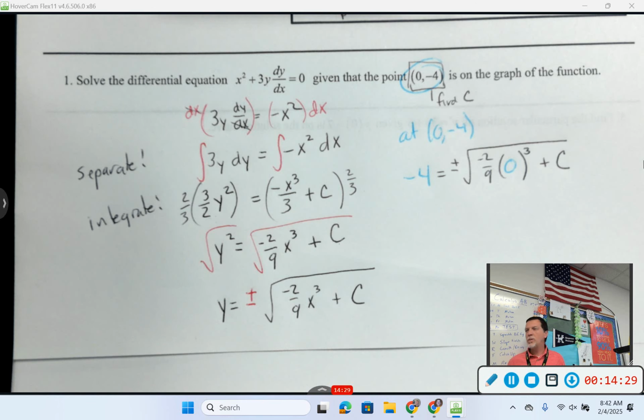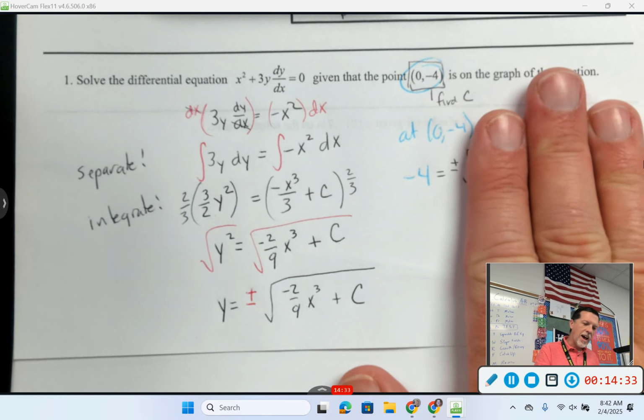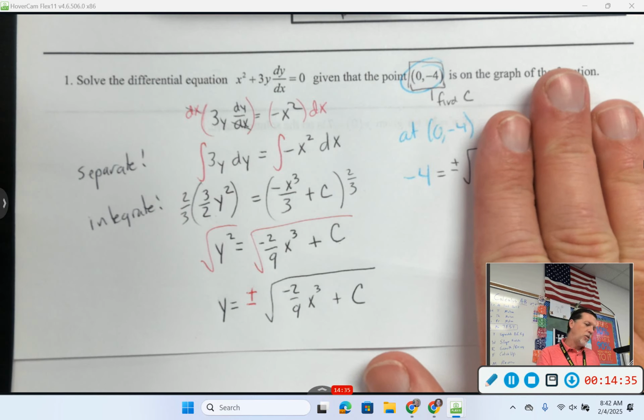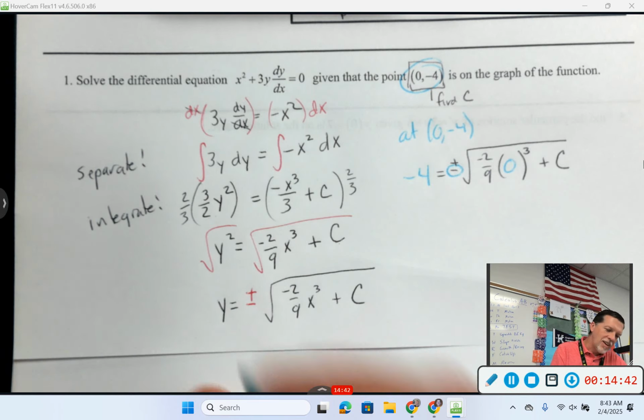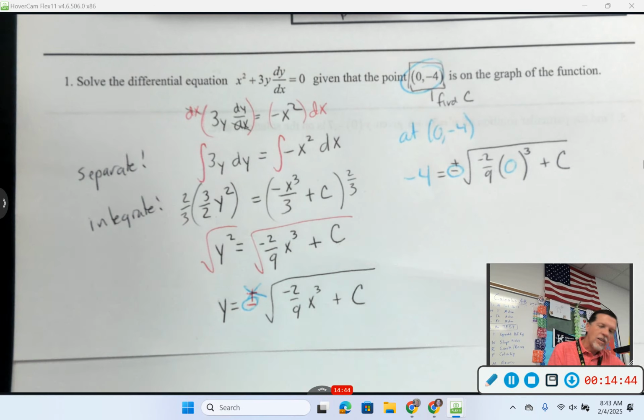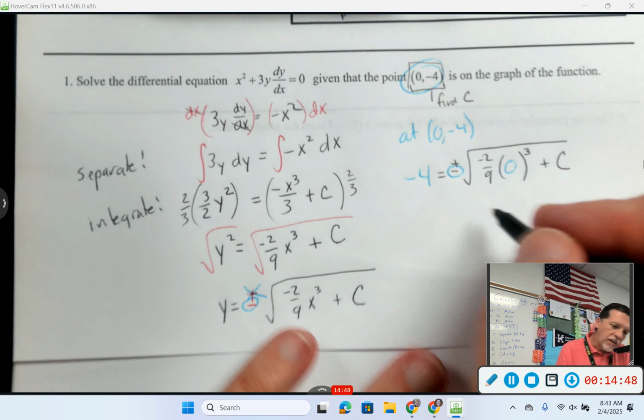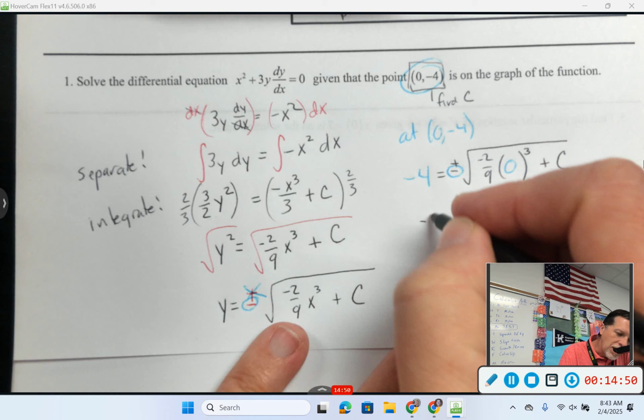Well, I think I know the plus or minus situation. So regardless of all that, which sign am I going to have to use to get -4 for an answer? I need to use the negative. So throw out the positive one. The answer is going to be negative. Now let's figure out what c needs to be.